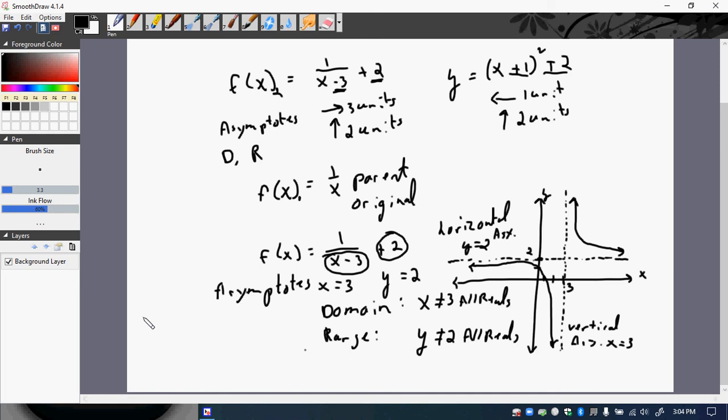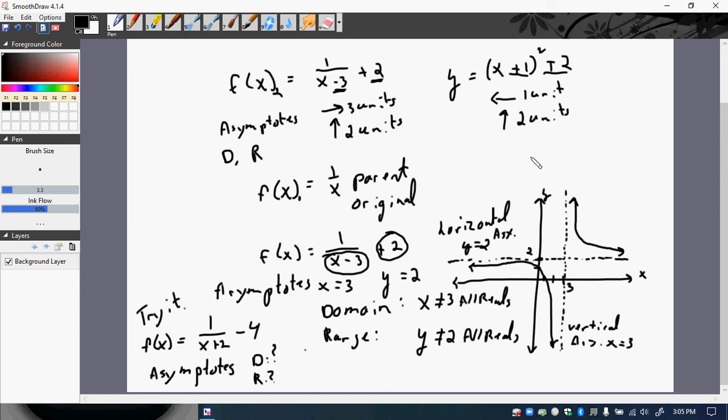So I'd like you to do the try it. And the try it is the same thing, but just a different equation. It's f of x equal to 1 over x plus 2, and then it's minus 4. Again, I want to know what the asymptotes are. Give me all the asymptotes that you find, just like I did here. Now I showed it in the graph. And then I want to know the domain and the range, just like I did here as well.